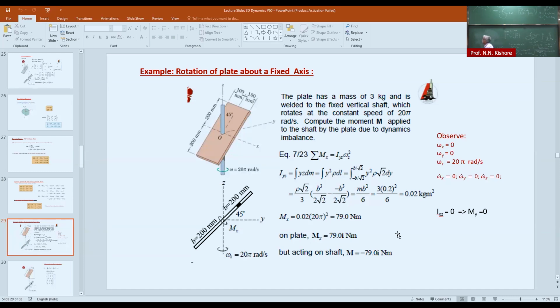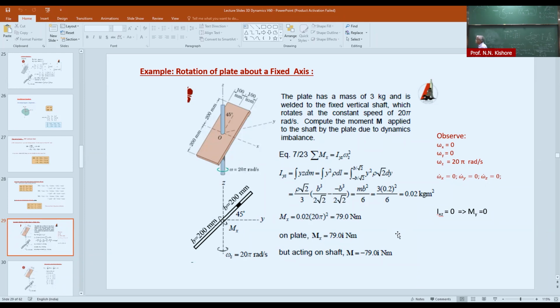What about My and Mz? They are all 0. My and Mz have something with either omega x or omega y, and they are all 0. Of course there is also one more term, which is 0. Okay, all right. So this is very simple: Mx is Iyz omega z square, and what we require is that Iyz. So this is an interesting derivation of Iyz.